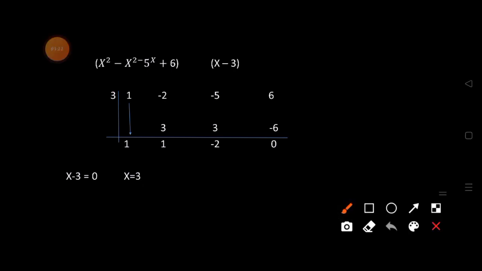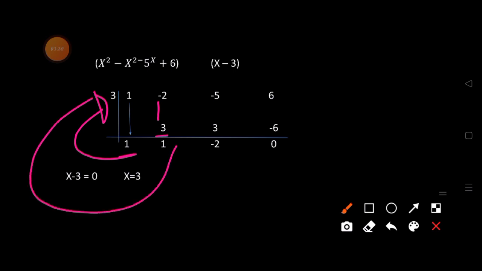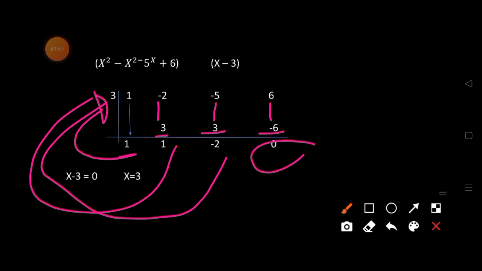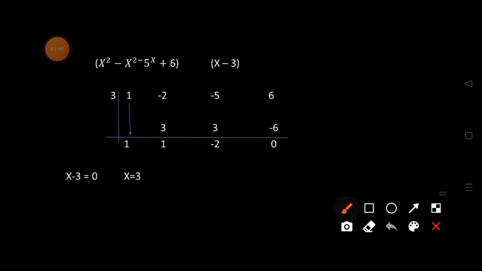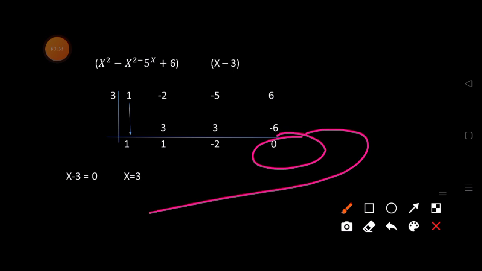Second, bring down the positive 1 and multiply by 3, which is positive 3. Negative 2 plus 3, the answer is 1, multiplied by 3, which is positive 3. Negative 5 plus 3, the answer is negative 2, and multiply by 3, the answer is negative 6. And 6 minus negative 6, the answer is 0. So this is a factor of this function, the quantity x cubed minus 2x squared minus 5x plus 6, because we have a remainder of 0. It means that it is a factor.